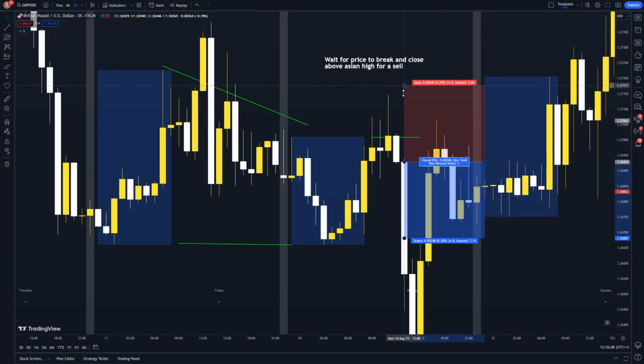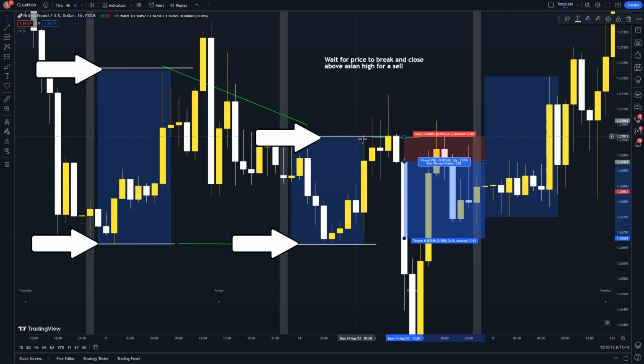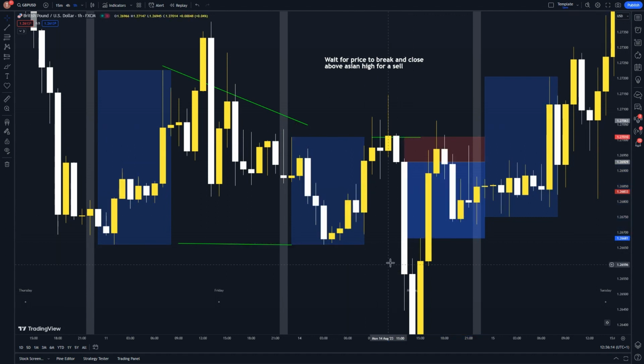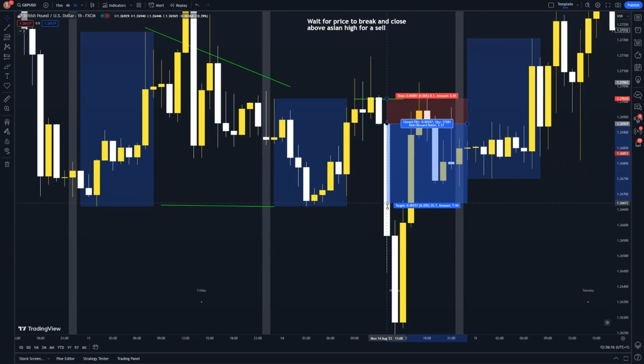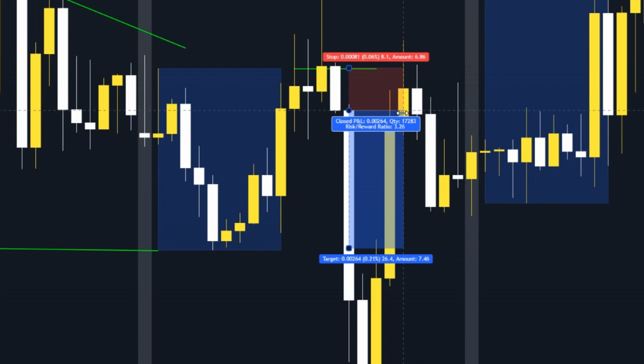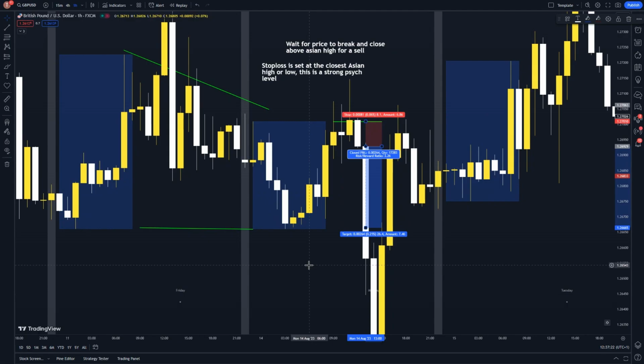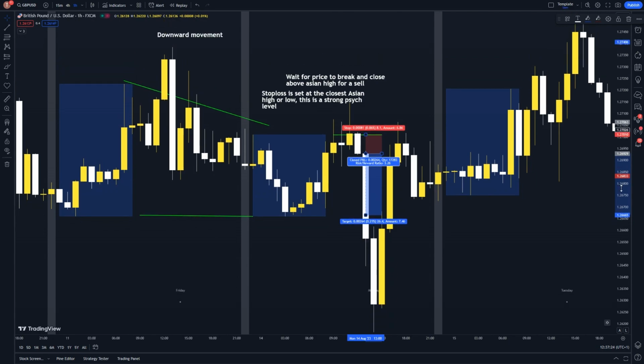For our stop loss, we will be placing it as the most recent high or low of today or yesterday's blue Asia box. This is a strong psyche level. If the stop loss is too tight, please move it to the next available Asia box high or low. The safest take profit level is the bottom of the day's Asia box. Just be sure it is more than a 1 risk to reward ratio. This is a great example of a sell trade.